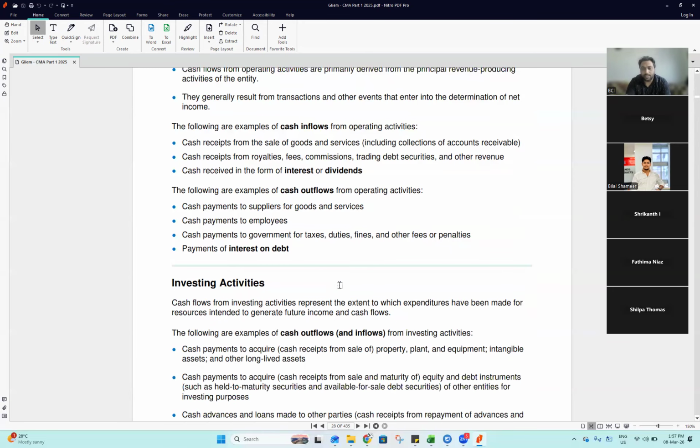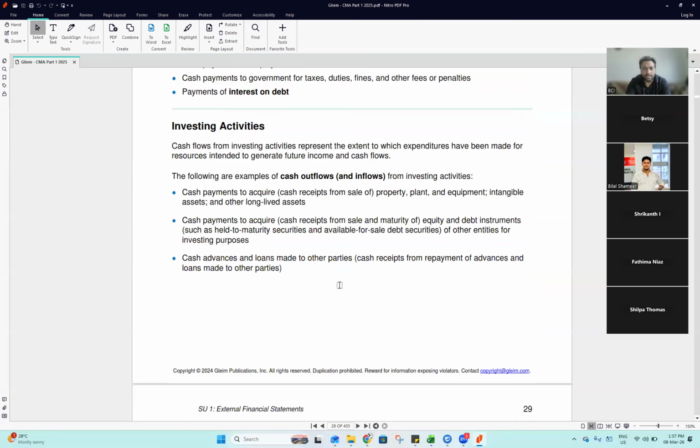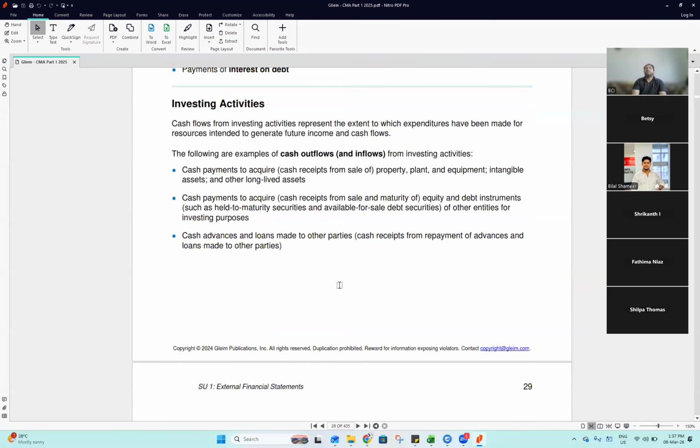Clear? Then coming to the investing activities, cash flow from investing activities represents the extent to which expenditures have been made for resources intended to generate future income and cash flows. The following are the examples of cash outflows and inflows. So cash payments to acquire property, plant and equipment, intangible assets and other long-lived assets. That means if you pay anything to purchase plant, property and equipment or intangible assets, that means any copyright, patents and all, if you paid, then those are cash outflows.